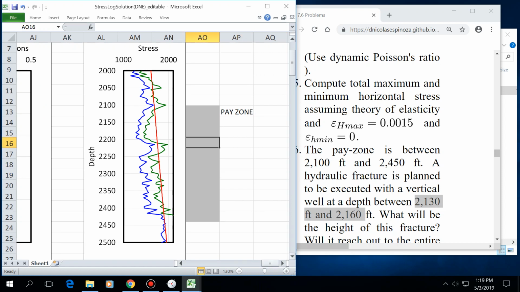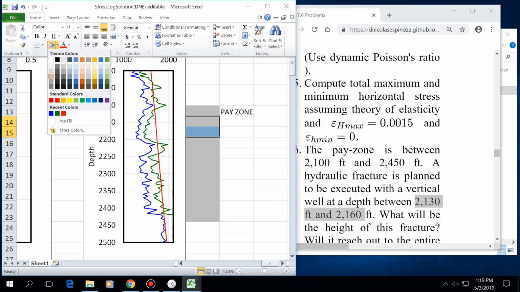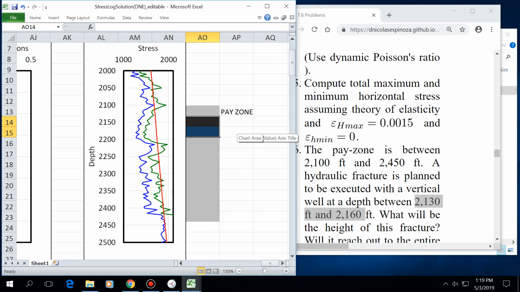So again, we say 2130, 2160, let's say there. This is the region where we have the perforations. It is what? Normal, right? SH min, SH max, SV. So, if you were to start a fracture somewhere at this location, the fracture is going to be already at the local minima, or minimum in this case, of the minimum horizontal stress.